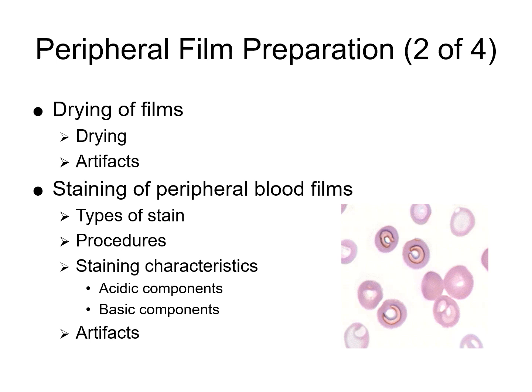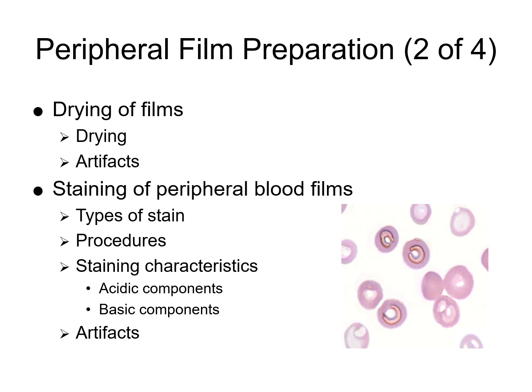For staining characteristics, we have acidic components, like DNA, RNA, and the cytoplasmic RNA. Those will stain blue to purple due to an affinity for basic dyes like methylene blue. Basic components like hemoglobin and eosinophilic granules are going to stain pink to red due to the affinity for acidic dyes like eosin.